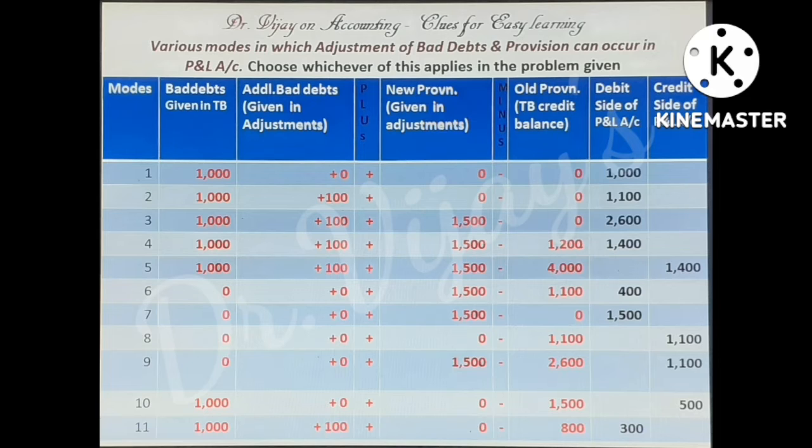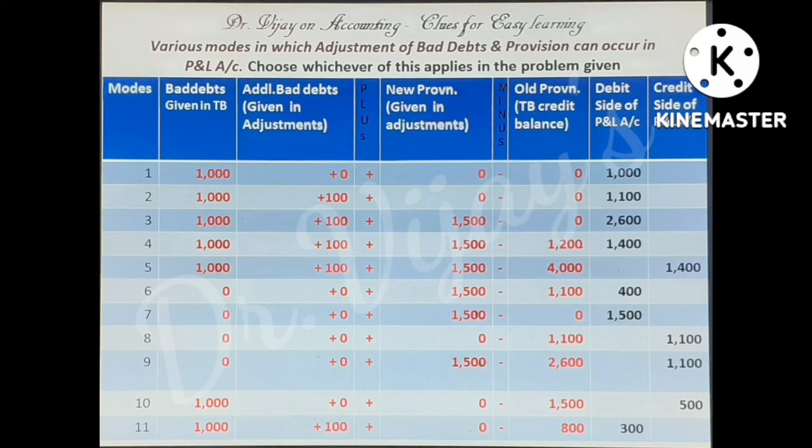In all the cases, in all problems, you have to apply only one formula for deciding how much portion is to be transferred from profit and loss account to provision for doubtful debts or back. The formula is bad debts plus new provision minus old provision. If any of the three elements is missing in a problem given, take that element as 0 and apply the formula.